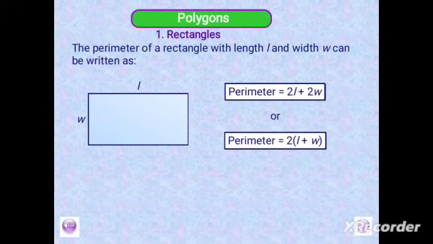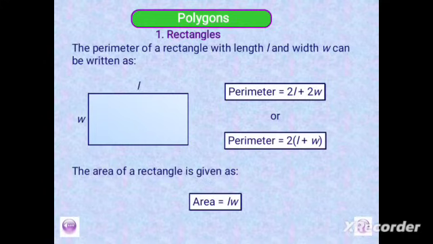2L, because we are basing our formula from the diagram, which is a rectangle of length L and width W. Now the perimeter will be 2, because the lengths are 2, so we shall have 2L, where L is the length, plus 2W, where W is the width. And we can simplify our perimeter to be 2 into length plus width.